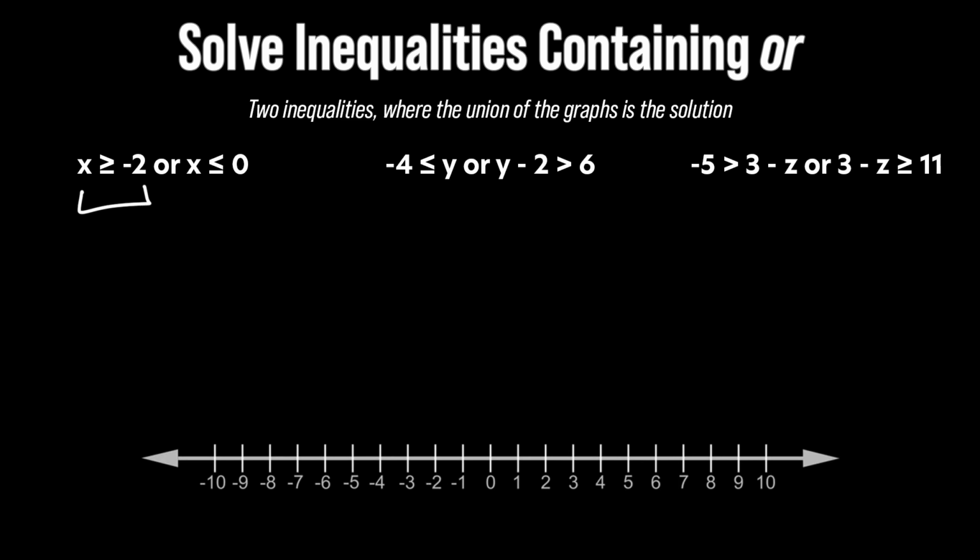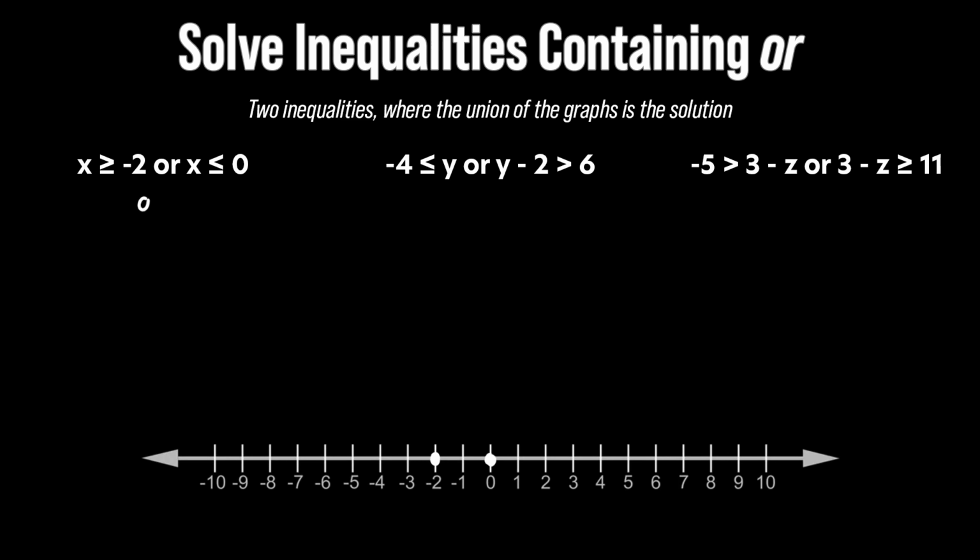The difference between OR and AND is that for AND, the solution must fulfill both of the inequalities. OR only requires it to fulfill one of them. Let's see how this would work on a number line. So we have x is greater than or equal to -2. So this is going to be a closed circle here. And we have, or, x is less than or equal to 0.